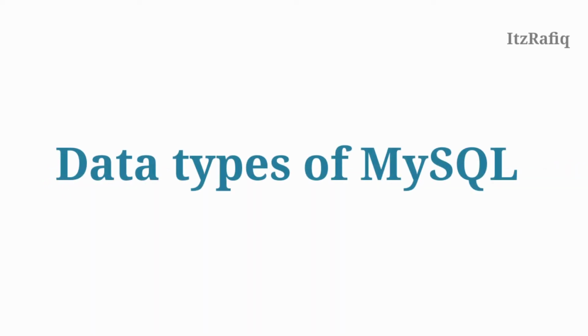In today's video, I will explain to you about data types of MySQL. As you know, a table in a database consists of many types of fields. For example, some fields may contain numbers like roll number, salary, age, etc. Some fields may contain strings, for example name, address. And some fields may contain dates, for example date of birth, join date, leave date, etc.